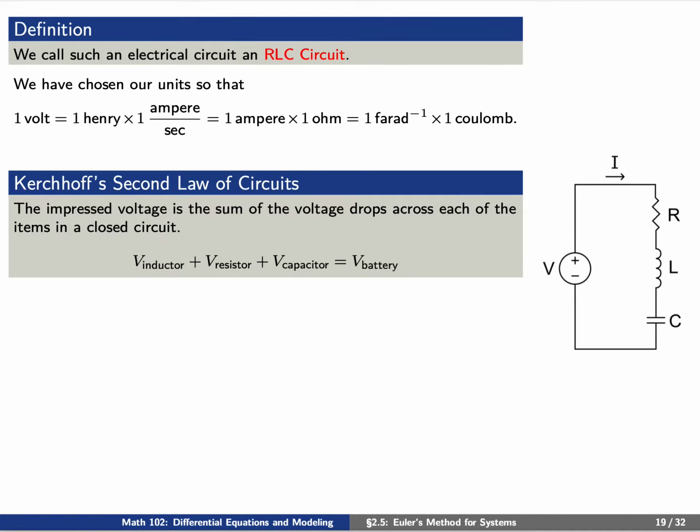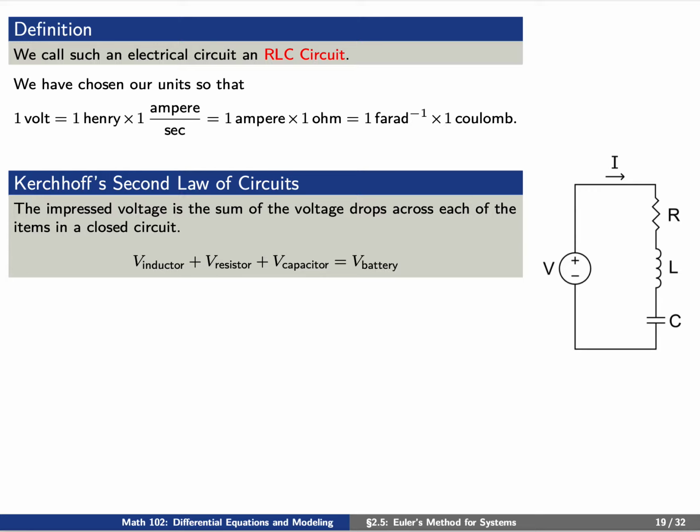Kirchhoff's second law of circuits is much like F equals ma. It says that the voltage in a circuit must be the sum of the voltage drops across each of the items in the closed circuit. This means if you take a look at the diagram to the right of your screen, we have voltage V coming from a battery. This voltage must be distributed over the other three items here in the circuit, over the resistor R, over the inductor denoted by L, and over the capacitor denoted by C.